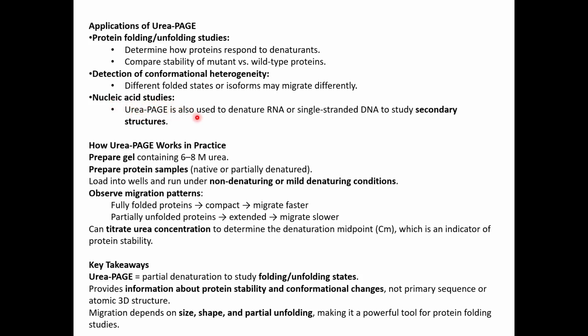Nucleic acid studies can also be done. We can use it to denature RNA or single-stranded DNA to study secondary structures. How it works in practice is we prepare the gel containing 6 to 8 molar urea. Then we have to prepare the samples, native or partially denatured.